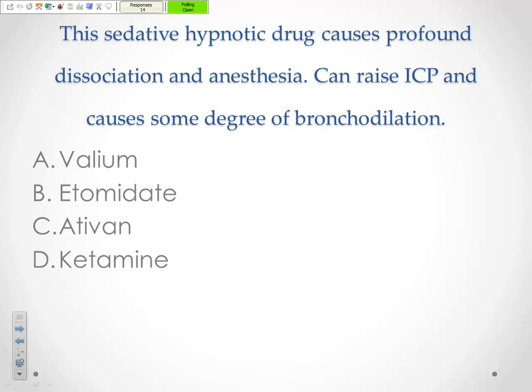So this drug you would never give to a trauma patient, would you? Why? Because it causes an increase, especially someone who has a head injury, because they already are probably going to have increased intracranial pressure anyway. And if this drug is going to increase it even more, you definitely don't want to give it to them. You have to RSI them. All right. Everybody ready? Correct answer is ketamine.